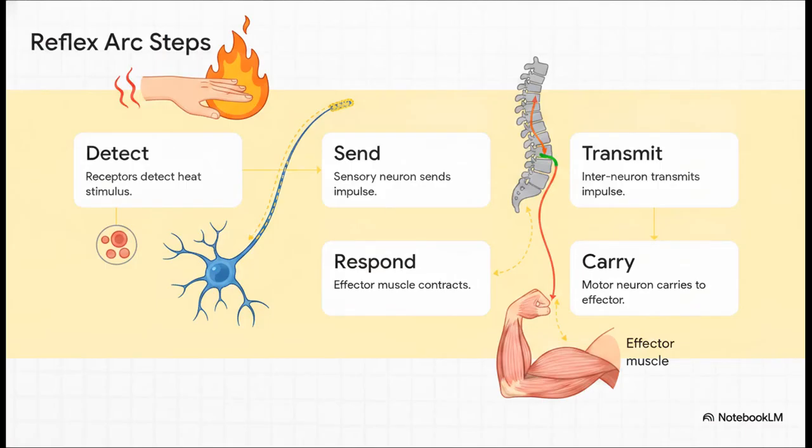Let's walk through a real-life scenario, like pulling your hand away from a hot flame. Step 1. Skin receptors detect heat. Step 2. A sensory neuron immediately sends that impulse to the spinal cord. Step 3. An interneuron in the spinal cord transmits it to a motor neuron. Step 4. That motor neuron carries the message back to the effector. And finally, Step 5. The effector muscle contracts and you pull your hand away. एकदम से receptor से लेकर effector तक का ये सफर just milliseconds में होता है.